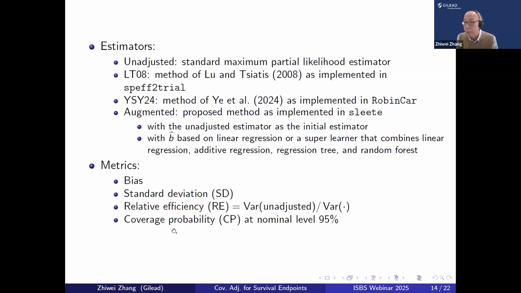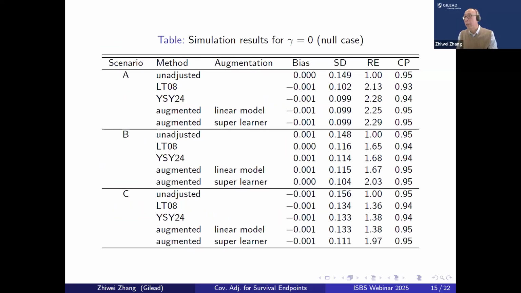These estimators are compared in terms of empirical bias, standard deviation, relative efficiency, and coverage probability of 95% confidence intervals. The relative efficiency is a variance ratio with the unadjusted estimator as the reference. Specifically, the variance of the unadjusted estimator divided by the variance of the estimator in question. For example, if an estimator has a relative efficiency of 2, it allows the sample size to be reduced by half while maintaining the same level of precision attained by the unadjusted estimator. So for the relative efficiency, it's the higher the better.